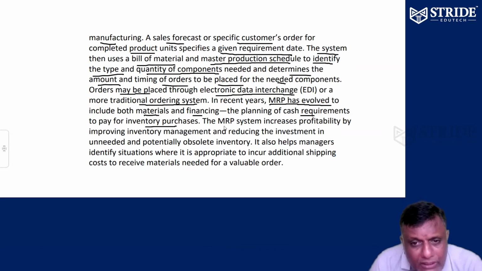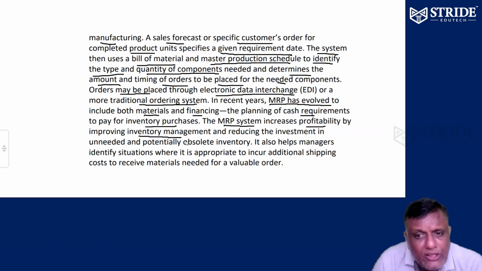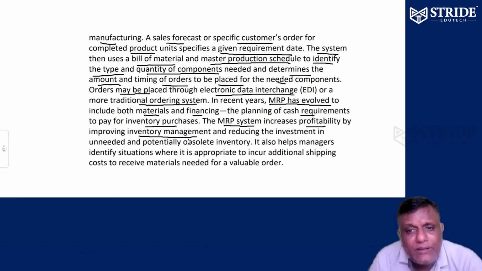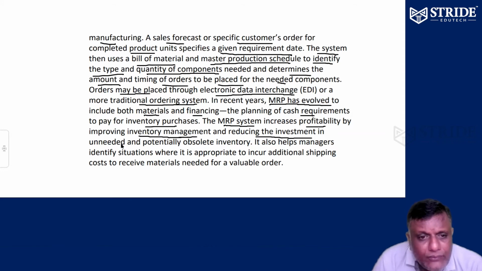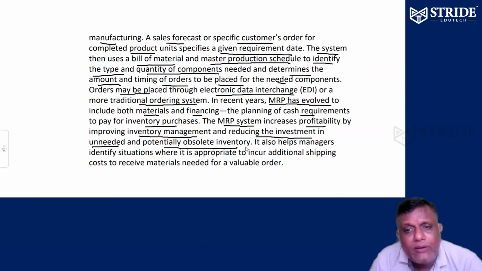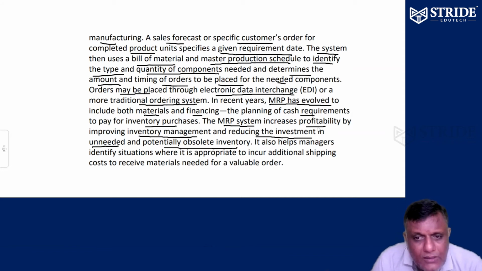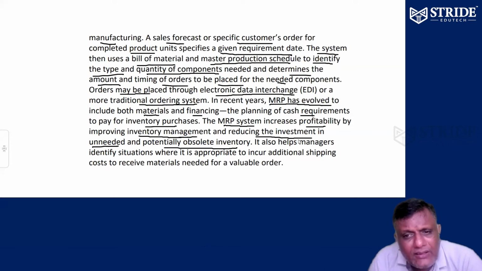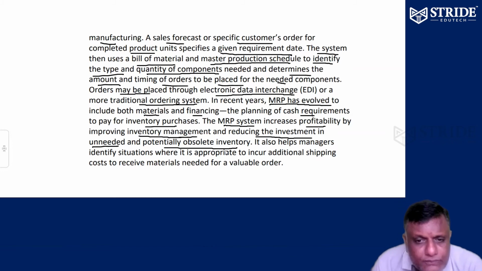Using a material resource planning system, an MRP system, increases profitability by improving inventory management. It reduces unneeded investment, and potentially obsolete inventory will be removed. So MRP is going to increase profitability, improve the inventory management system, and reduce unneeded investment. Don't invest unnecessarily in inventory. Remove it; MRP will guide you.